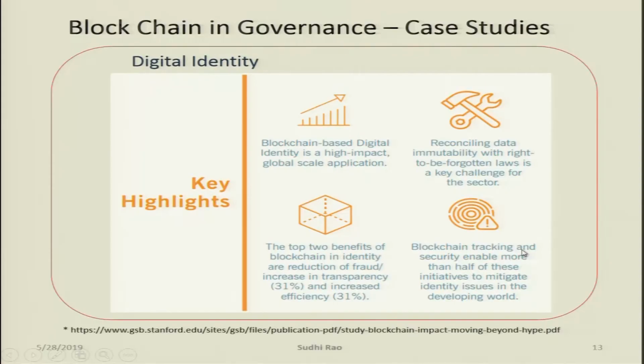And blockchain tracking and security enable more than half of these initiatives to mitigate identity issues in the developing world. As I said, today identity is maintained in so many sources. So, if I change my name, I have to change it in my birth certificate, in my bank account, my driver's license, my passport. It cannot be done in one single source, because I have to go to each one of these offices and change my name. With blockchain, I do it in one place, big issues solved. So, these are the 4 highlights of applying blockchain in digital identity.